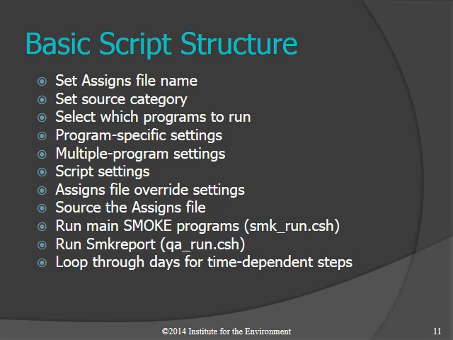In general, the Smoke run scripts all follow the same basic structure. They all begin by setting the assigns file that contains the configuration settings of the Smoke simulation that you're going to run. The scripts then set the source category that you're processing using an environment variable. The source category is set to either area, mobile, point, or biogenic. The scripts then set which Smoke programs to run, such as Smkinven, GridMat, SpecMat, Smoke merge, etc., along with the configuration settings and options for each program.